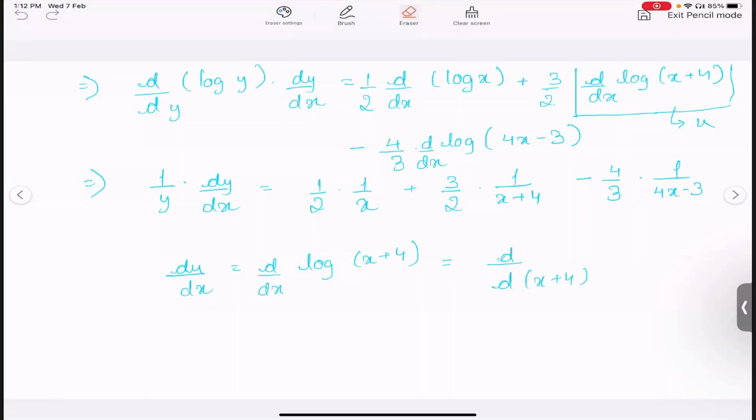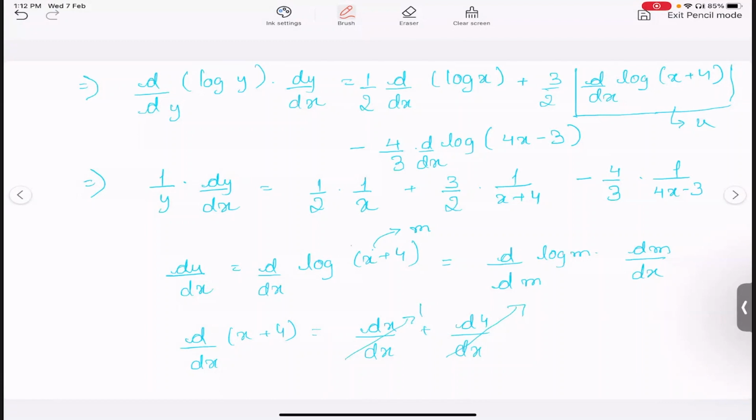I mean, it is not the conventional way to write it. So let's say this thing is equal to another thing m, d by dm of log of m times dm by dx, and m is equal to x plus 4, that is equal to the derivative of x with respect to x plus the derivative of 4 with respect to x. This will become 0, this will become 1, and if we multiply this thing here, this thing becomes 1. So whatever we did, 1 by m, so this gives the same value over here.